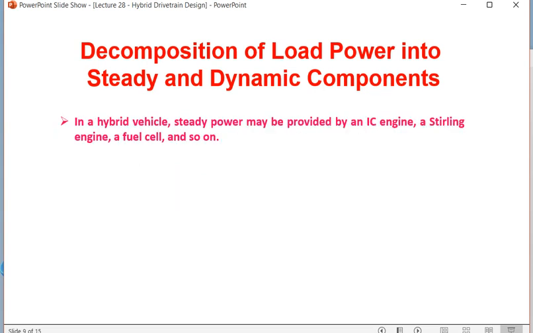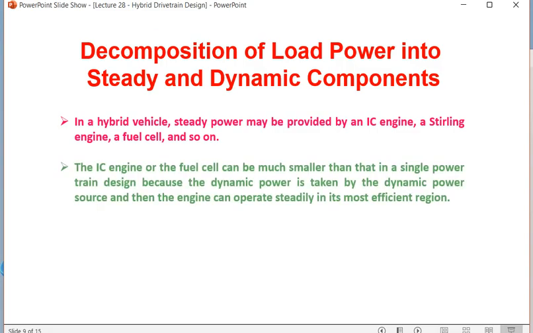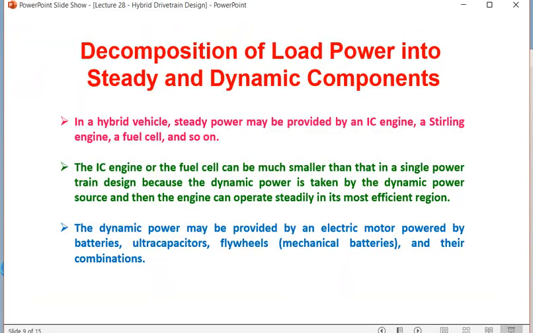So, the decomposition of load power into steady state and dynamic components, in the previous graphs actually. That graph is saying three things. Number one, in a hybrid vehicle, steady power may be provided by an IC engine, a fuel cell or a Stirling engine. Second, the IC engine or the fuel cell can be much smaller than in a single powertrain design, because dynamic power is taken from a dynamic power source, which is nothing but a battery and motor, and then the engine can operate steadily in its more efficient region.